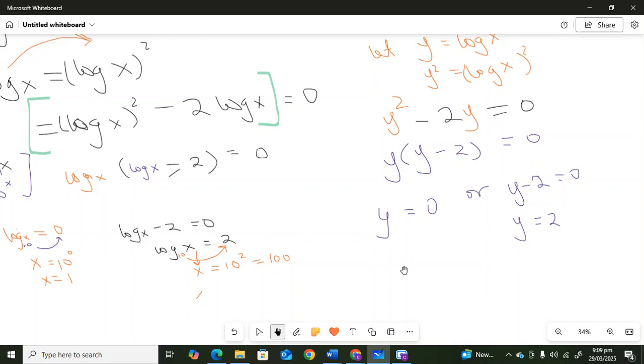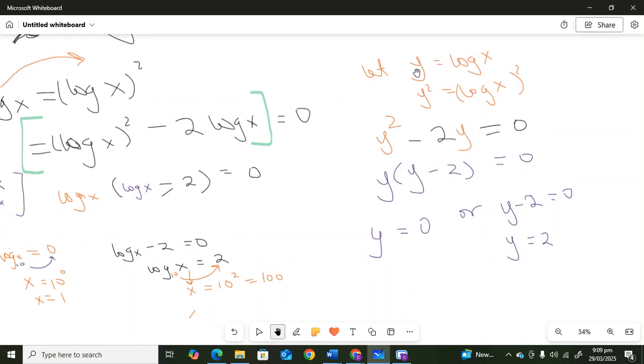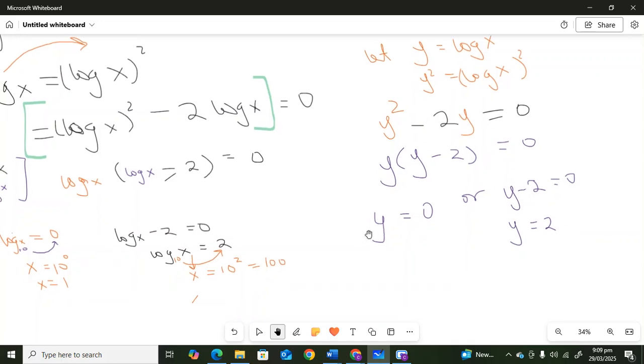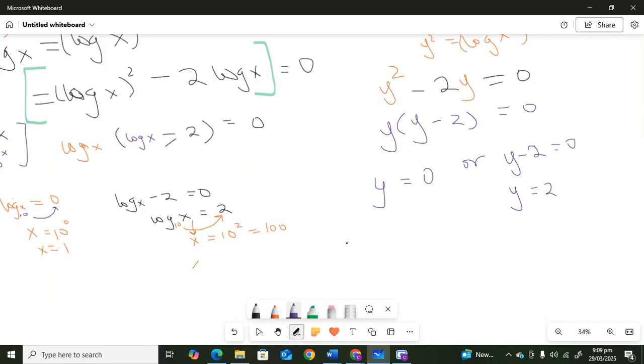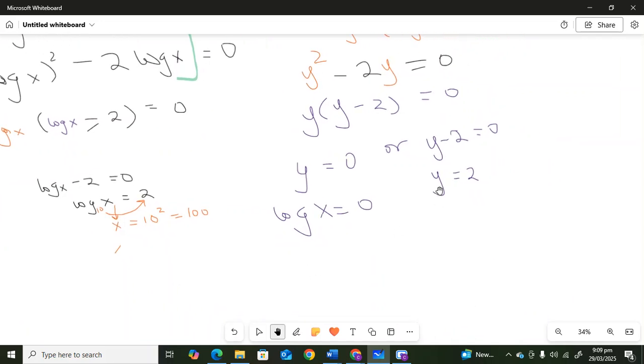Now we're not yet done, because once you find the values of these variables, you found what y equals. We go back to what we said earlier on. We said y equals log x, right? So if you substitute y with log x, you come back to log x equals 0. On this other side, substitute y with log x, again you have log x equals 2.